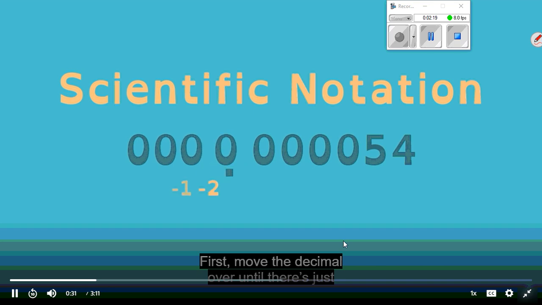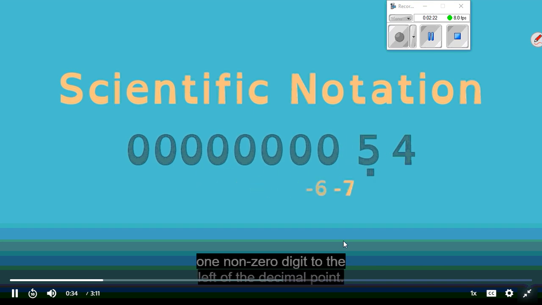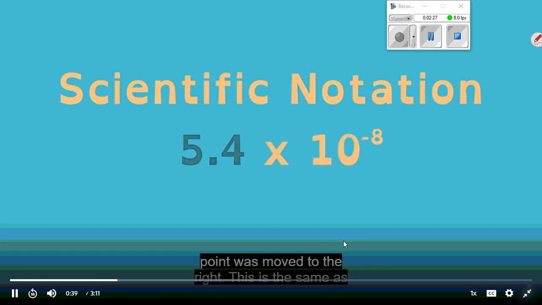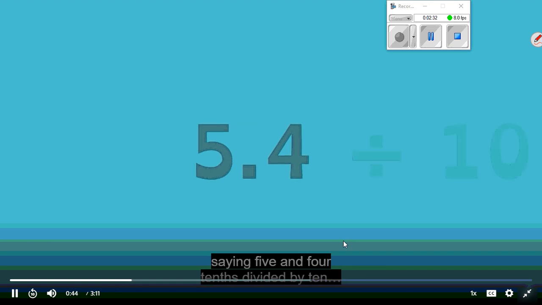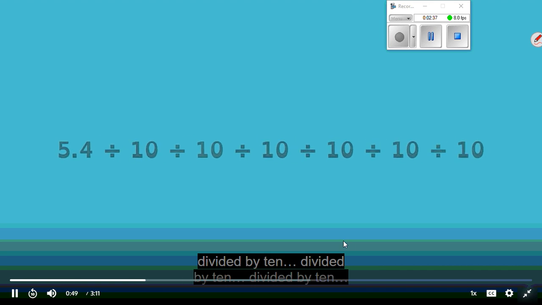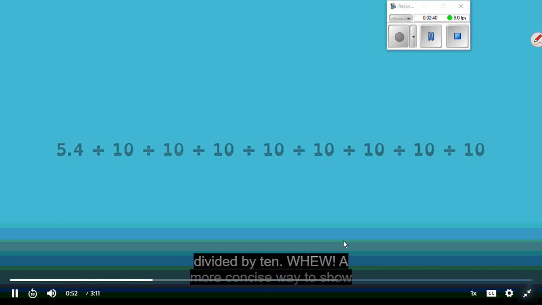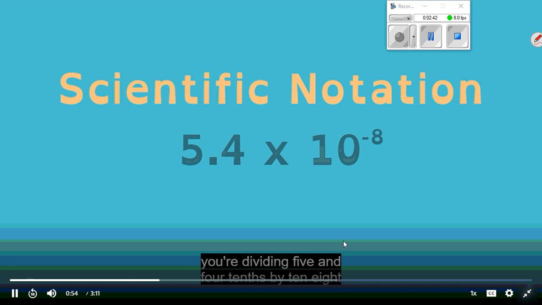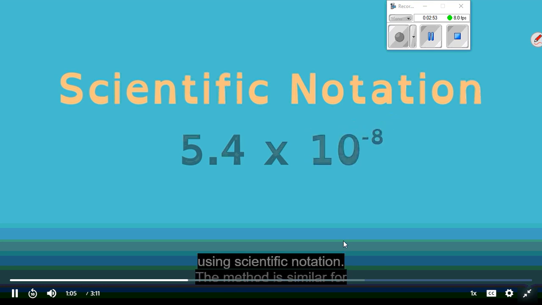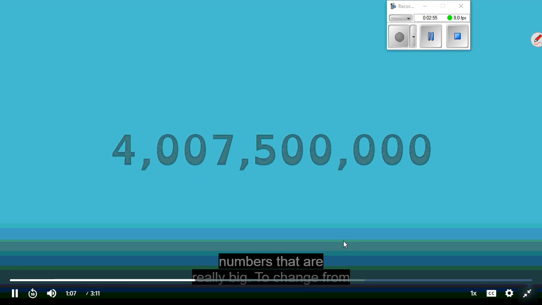First, move the decimal over until there's just one non-zero digit to the left of the decimal point. The exponent indicates how many places the decimal point has moved to the right. This is the same as saying 5 4/10, divided by 10, divided by 10, divided by 10, divided by 10, divided by 10, divided by 10, divided by 10, divided by 10. Woo! A more concise way to show you're dividing 5 4/10 by 10 8 times is to say you're multiplying 5 4/10 by 10 to the power of -8. That's using scientific notation. The method is similar for numbers that are really big.